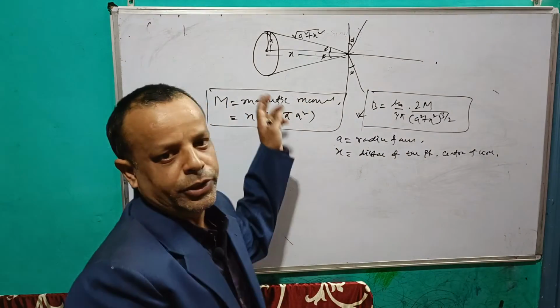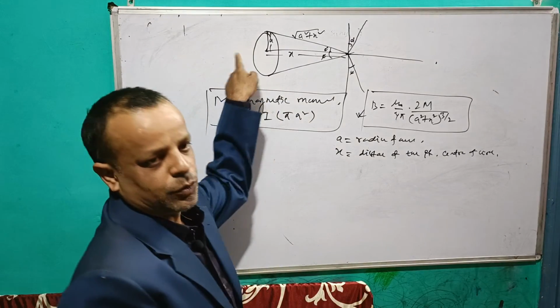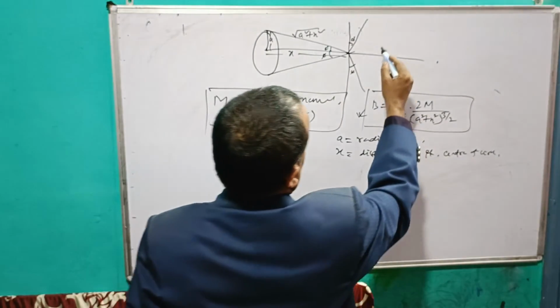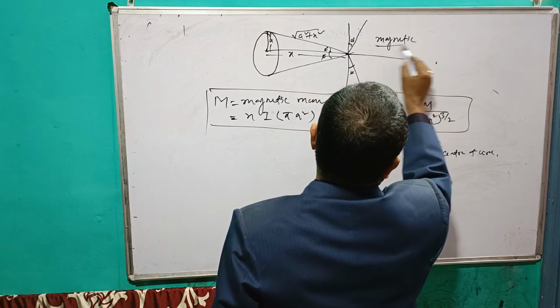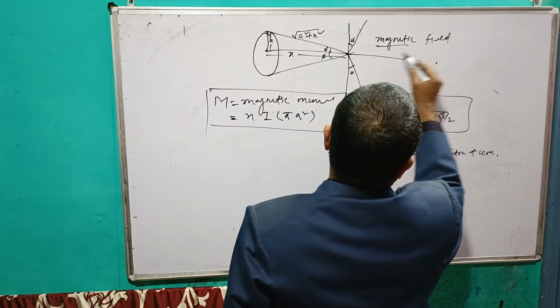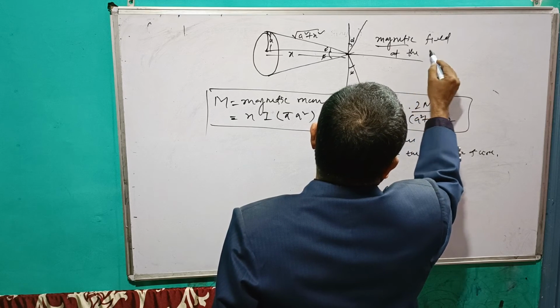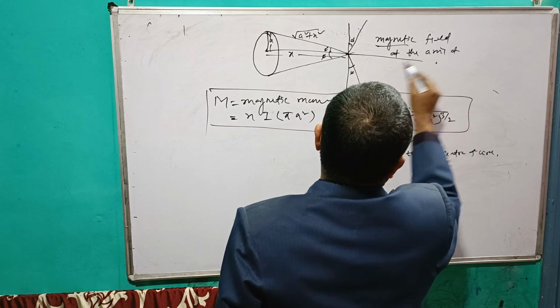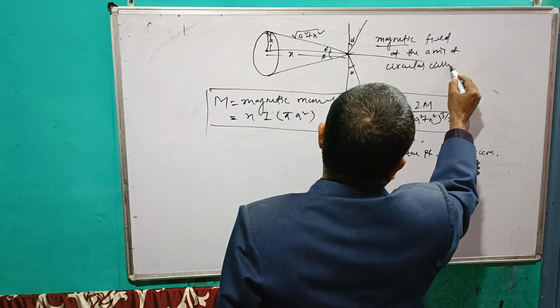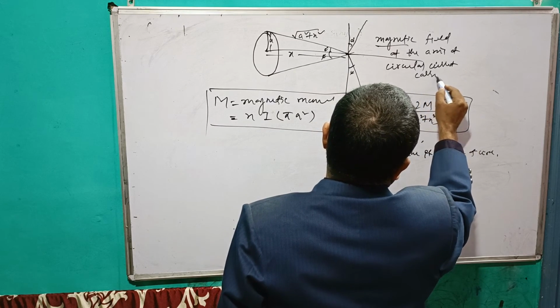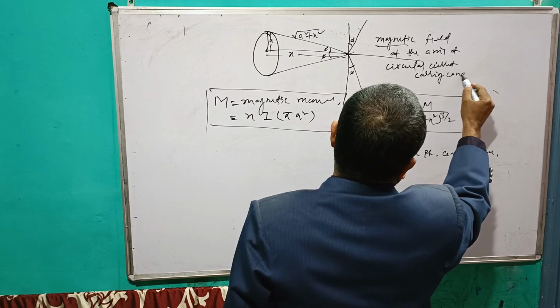So basically you need to remember that this case is the magnetic field at the axis of a circular current carrying conductor.